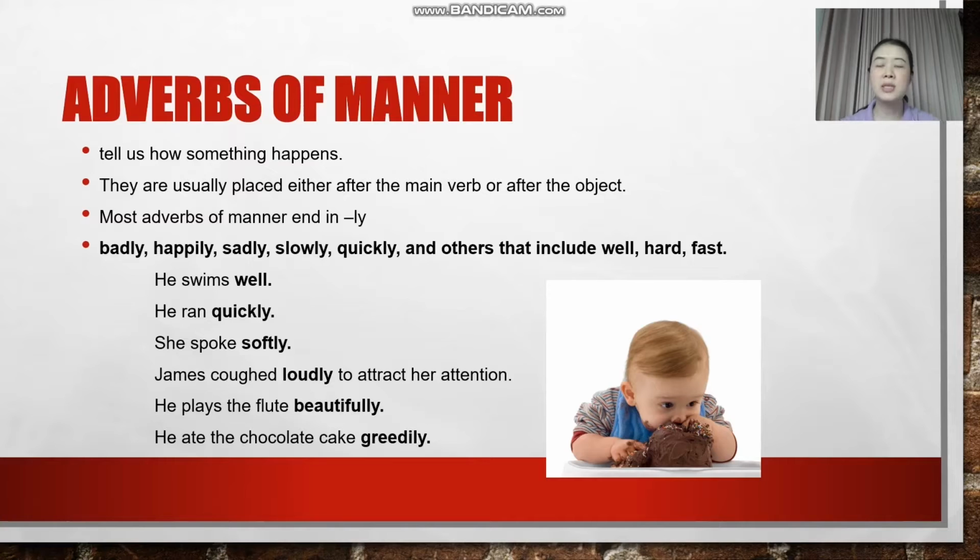Okay, so you can see that these ly and also some other adverbs of manner are used in order to modify the verb, and that is to answer the question of how, right? For example, how does he swim? He swam well. How did he run? He ran quickly. How did she speak? She spoke softly.